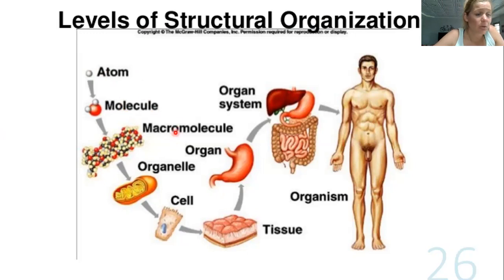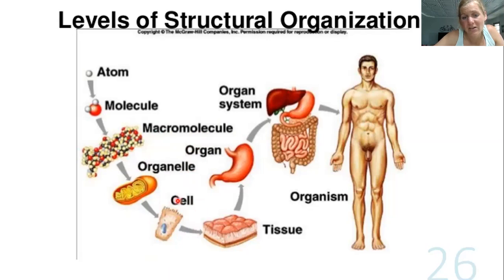A macromolecule might include carbohydrate, lipid, protein, nucleic acids such as RNA or DNA. And these are going to serve as building blocks for structures at the cellular level, okay? So that's what a macromolecule is. Again, organelles are specialized structures that are found within cells. Cells are going to be kind of like the most basic unit of function, I guess we could say.